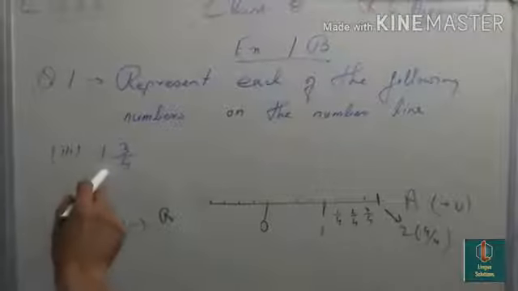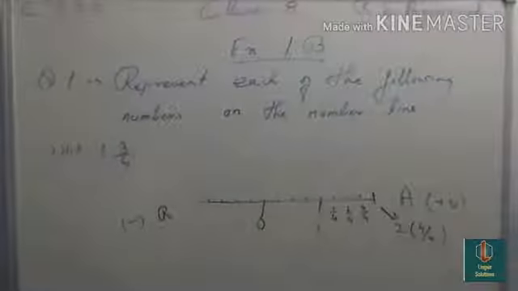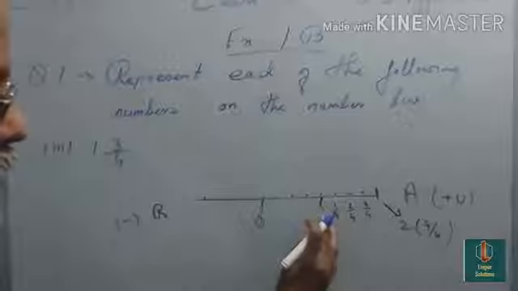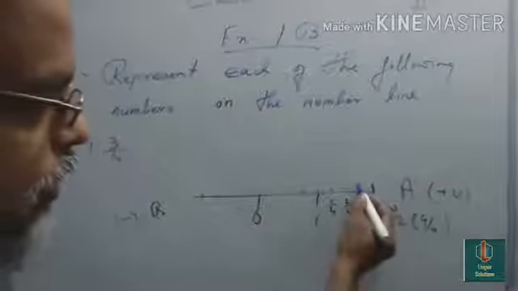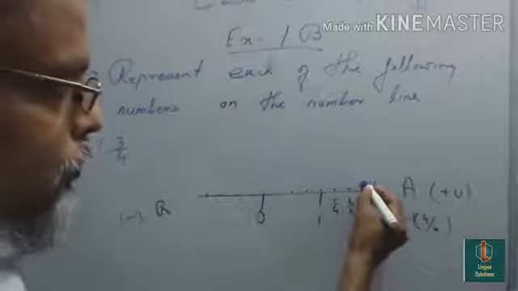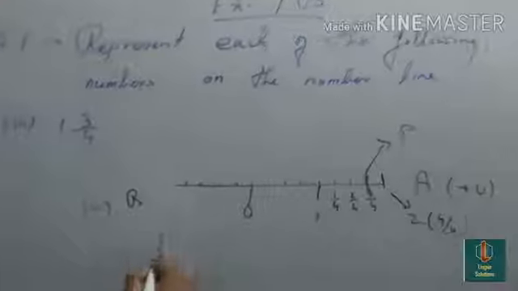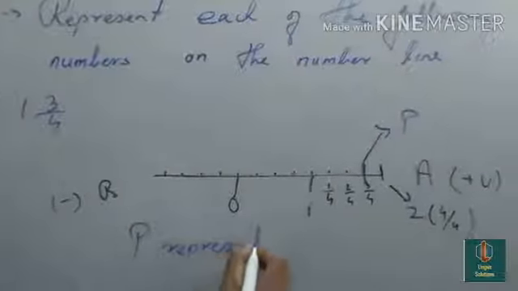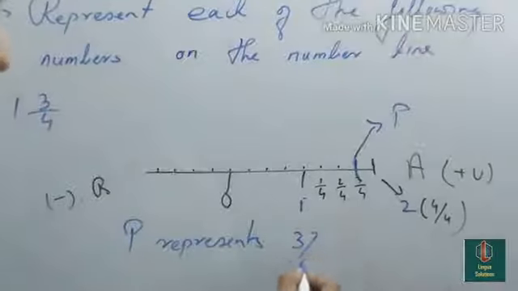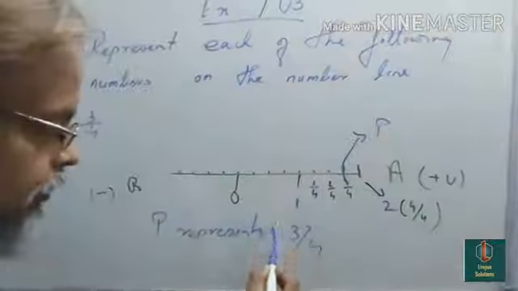In this question we have 1 3 by 4. Here we see that 1 is whole number and 3 by 4 is in fraction. So on number line we will see 1 complete here and then 3 by 4 which is here. We will mark it as P. So P represents 1 3 by 4.